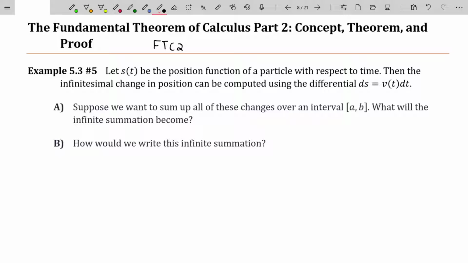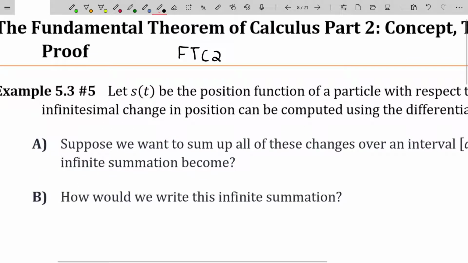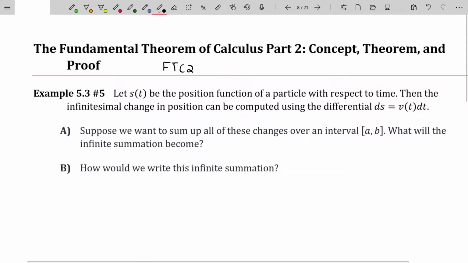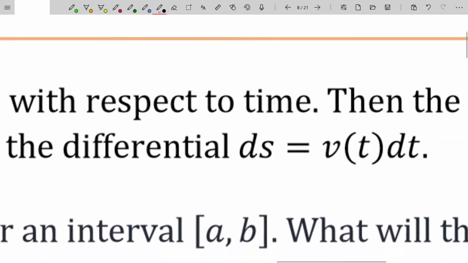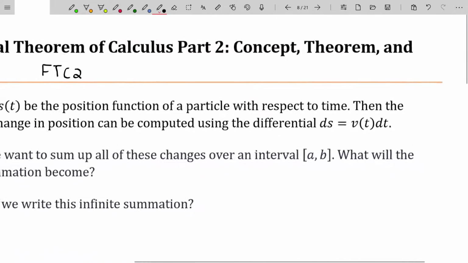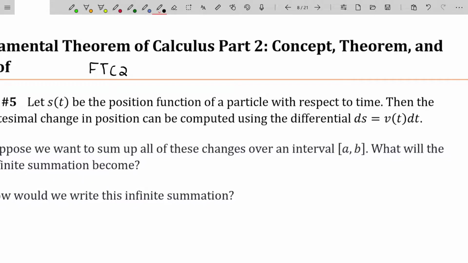It's so awesome. So let's see, we have a position function, s of t. It just describes the position of a particle with respect to time. So the particle might be 5 feet ahead or whatever, right? Then if that's the case, we know from differentials that ds, the differential of s, is just the derivative of s times dt.